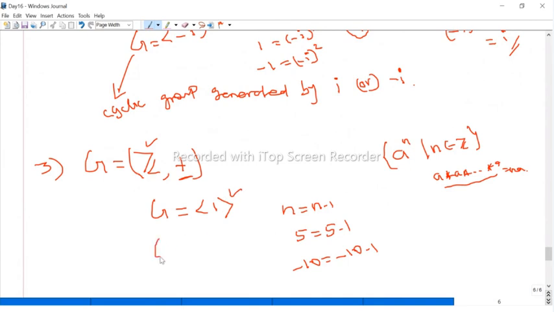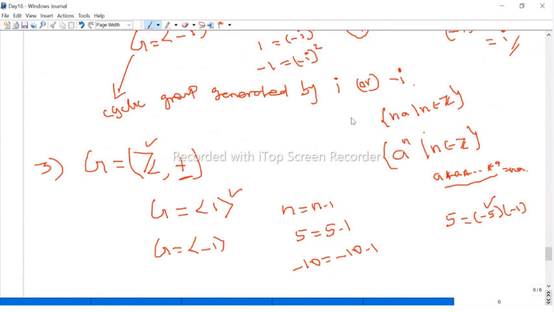Not only 1, if you take minus 1, this minus 1 also is a generator. That means if you take any integer, it can be written as a multiple of minus 1. For example, even 5 can be written as minus 5 into minus 1. Anyway, this should be an integer. So this is for addition, not multiplication. For the addition group, we say nA such that n is in Z.